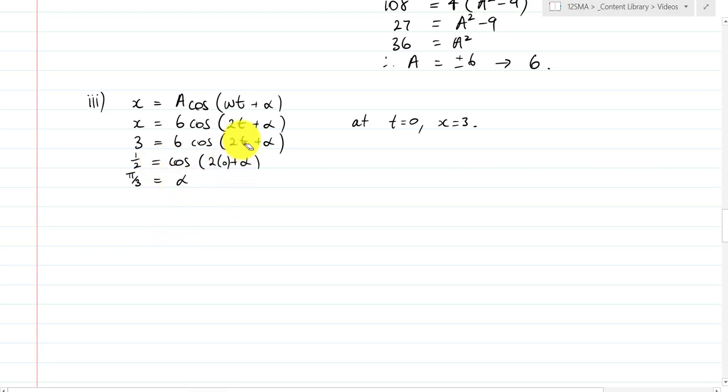So I've got alpha there. I should change this to a 0 as well, shouldn't I? And so alpha equals pi on 3, and therefore x is equal to 6 cos(2t plus pi on 3). And there's my function x related to time.